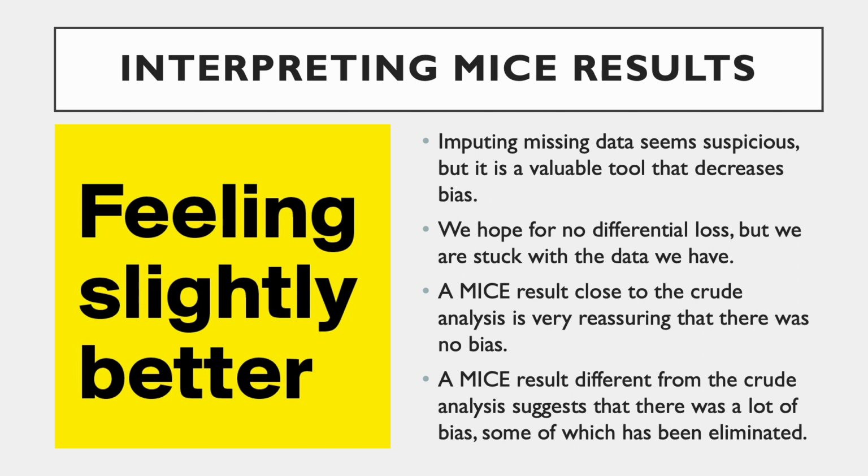Now, if the crude result is close to the MICE result, then you can conclude that the loss to follow-up really didn't introduce any bias. But if the crude result is different from the MICE result, then you can feel good that your imputation has decreased the amount of selection bias in your data.